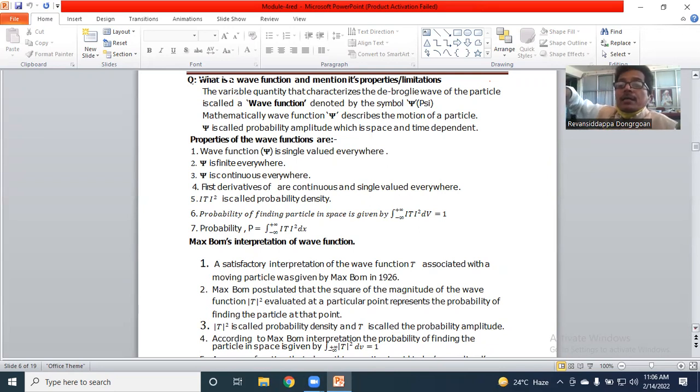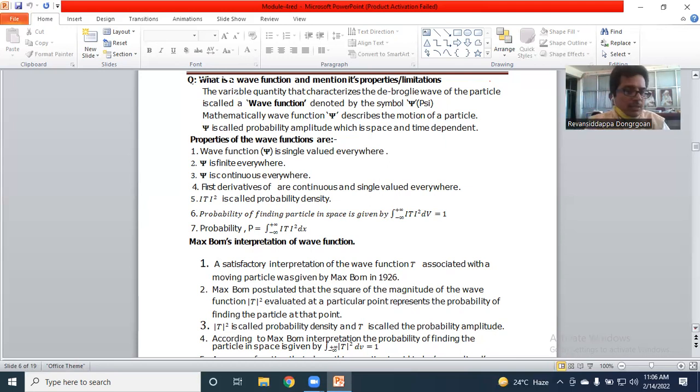Let lambda equal h by p of that particle. This is called the wave function and is denoted by the Greek symbol psi. Mathematically, the wave function psi can be described in the motion of a particle.